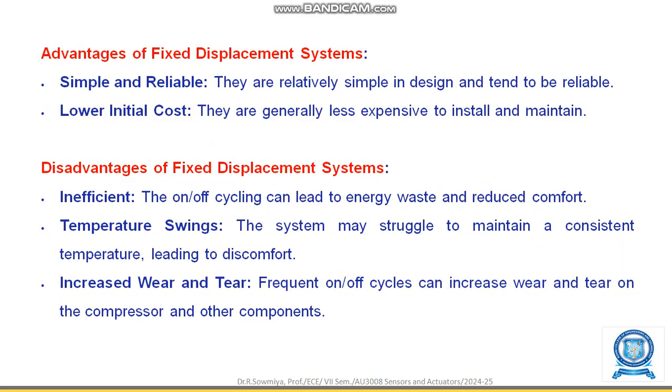Advantages: simple and reliable, lower cost. Disadvantages: inefficient, temperature swings and increased wear and tear.